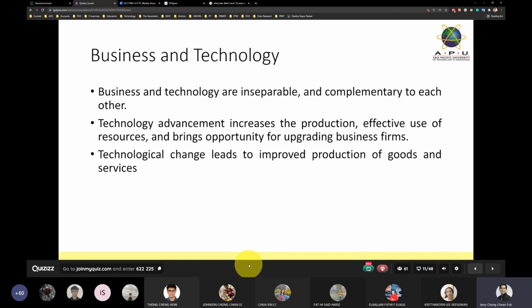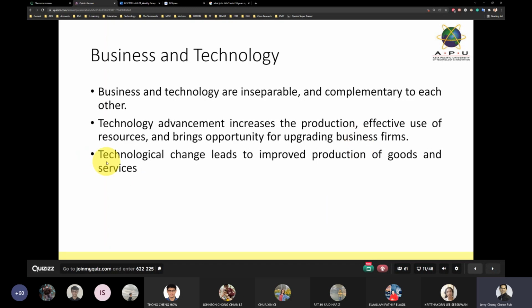So by saying all that, the conclusion here is definitely that business and technology are inseparable because they complement each other, right? They increase productivity. We saw that there. Effective use of the resources. You saw how in terms of employees, technology can help to monitor certain things. Of course, it brings opportunity for upgrading businesses overall as well, in terms of R&D that you saw earlier.